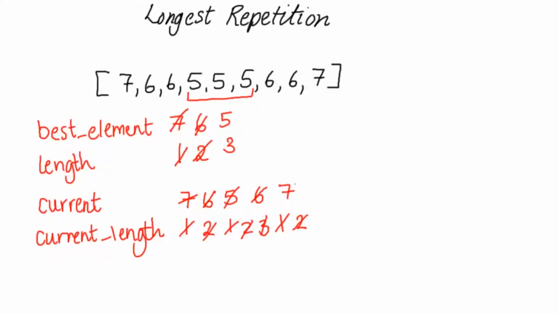Then we come on to 7, there's 1 7. And again, we're not going to replace the value. So our procedure should return 5. So now let's look at the code to do that.